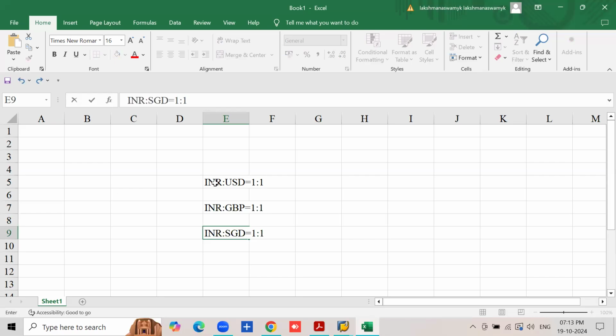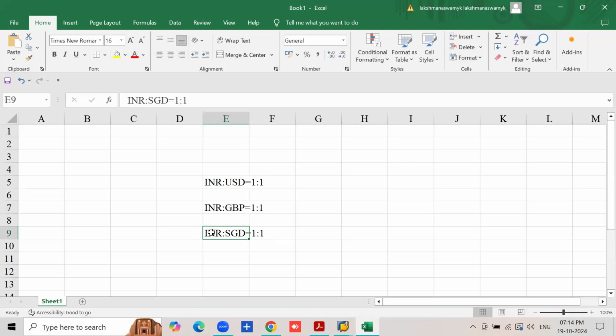Here, INR to USD is 1:1 means singular units of dollars are to be converted into singular units of Indian rupees. INR to GBP is 1:1 means singular units of GBP are to be converted into singular units of Indian rupees. Singular units of Singapore dollar are to be converted into singular units of Indian rupees. This is called translation ratio.